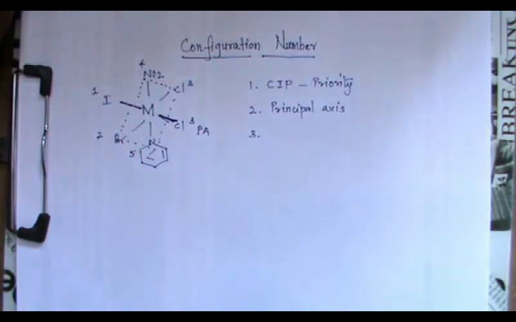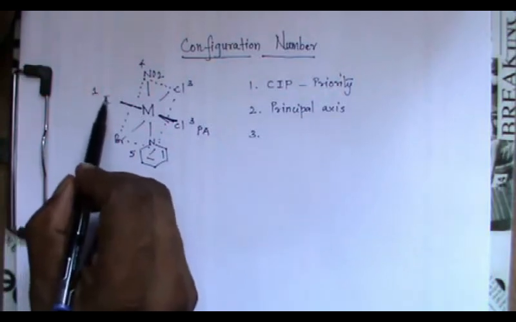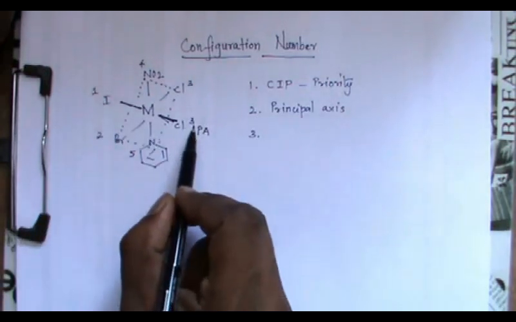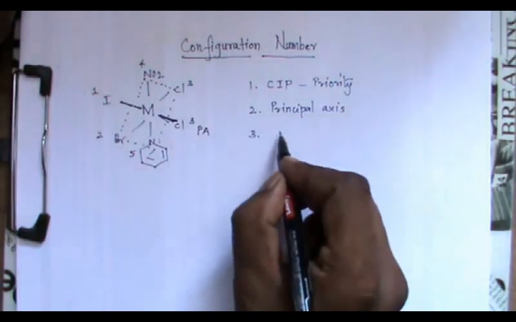The third step, we look for the priority of the ligand that is opposite to the highest priority. That is, this is the principal axis, this has got the highest priority. Opposite to that, I have Cl, the priority of that is 3. So I take that number.